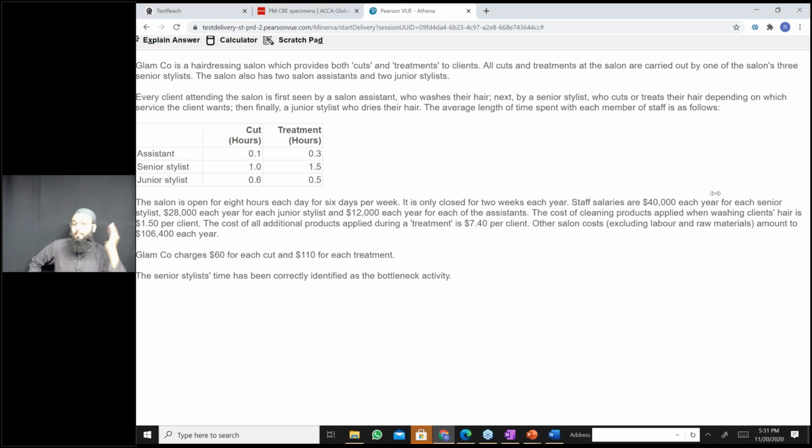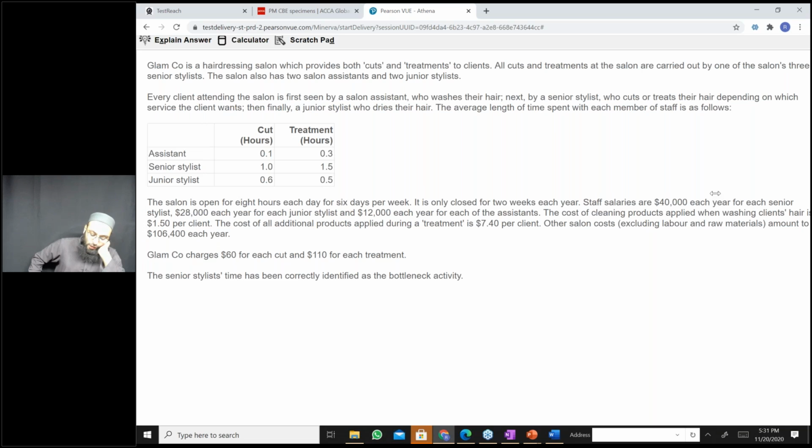It's a labor-based question. The salon has two salon assistants and 2 junior stylists. So there are 3 senior stylists, 2 junior stylists, 2 salon assistants. It's a service business, so labor will be the limiting factor.